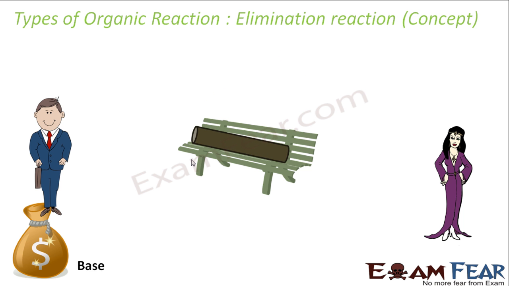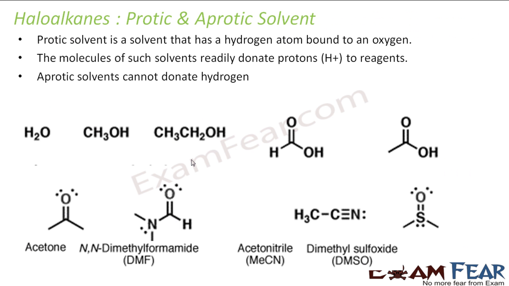There are two kinds of elimination reaction. In one case the hydrogen first leaves, in the second case the halogen leaves first. We'll see both these kinds of reactions. Before we go for the different kinds of elimination reactions, let's understand protic and aprotic solvents. We have discussed this in class 11th also, what is a protic and what is an aprotic solvent, and this is a little critical because in most of these reactions we'll talk about protic and aprotic solvents.